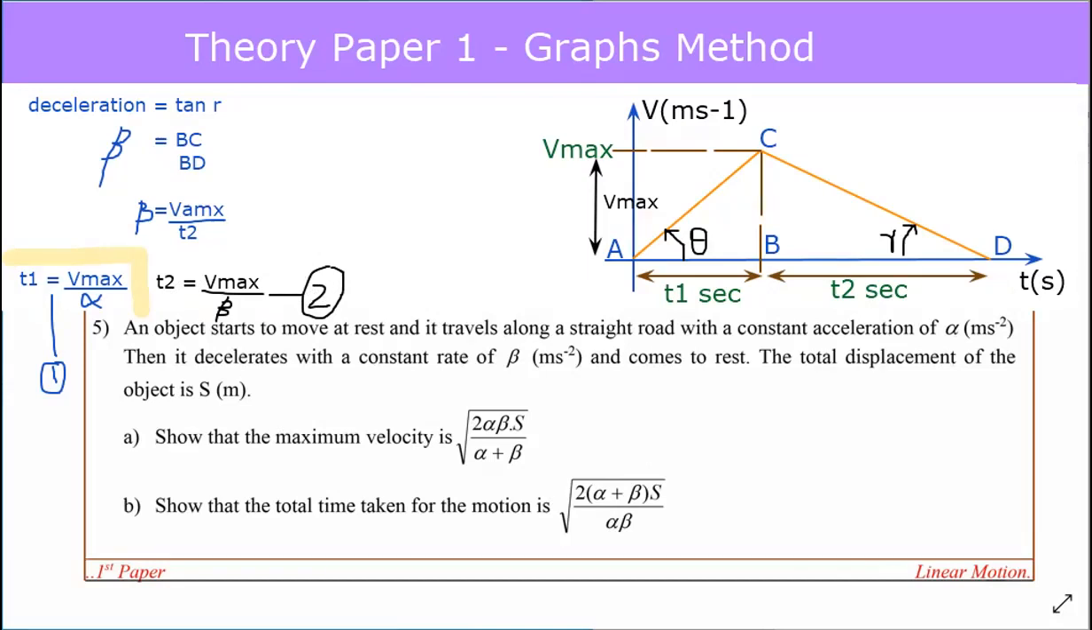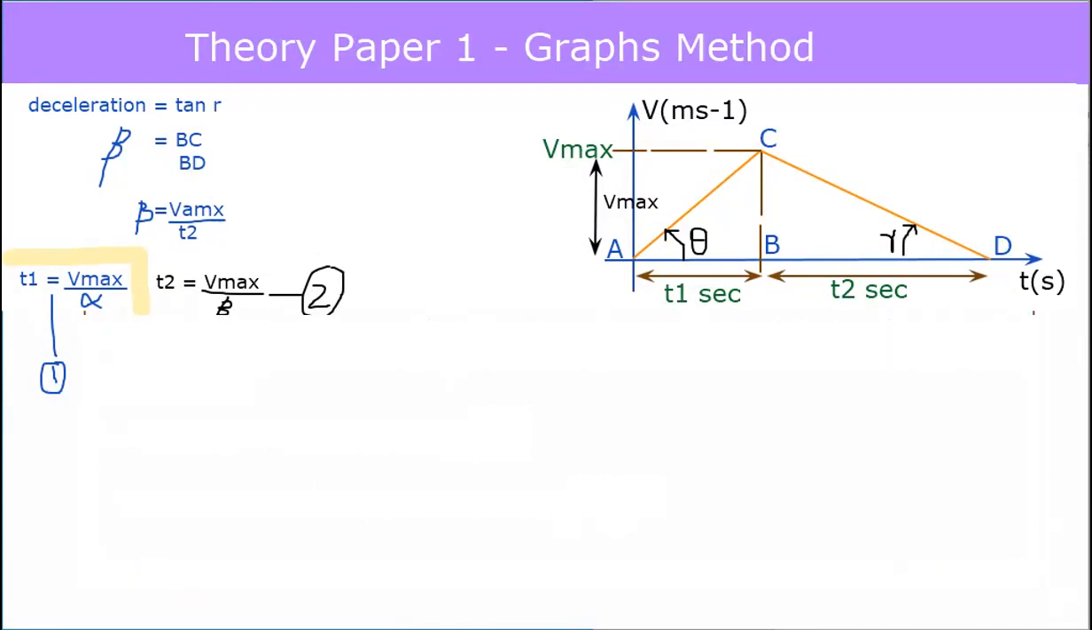What about the total displacement, dear? Lamai, how do you find the total displacement from this? They ask us to show the maximum velocity as this and total time taken as this. They have given total displacement as S. I need some space, so I'll arrange the space like this for my next calculations. Now we have enough space. So how do you find the total displacement there? Lamai, what is the method that I should use to find total displacement?